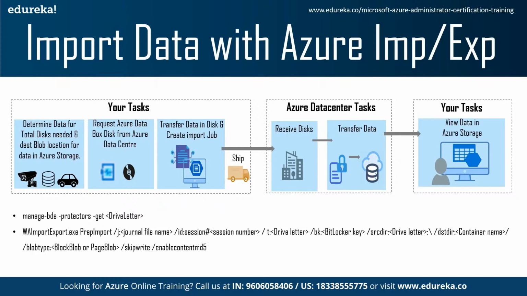Then you have to select the blob type, whether it is block blob or page blob. Okay. Then the default code, that is skipwrite and enable content MD5. That is the default thing. You don't have to change it. So that's how it has been done.